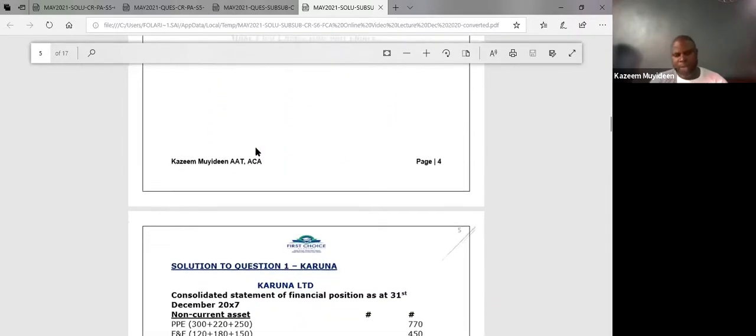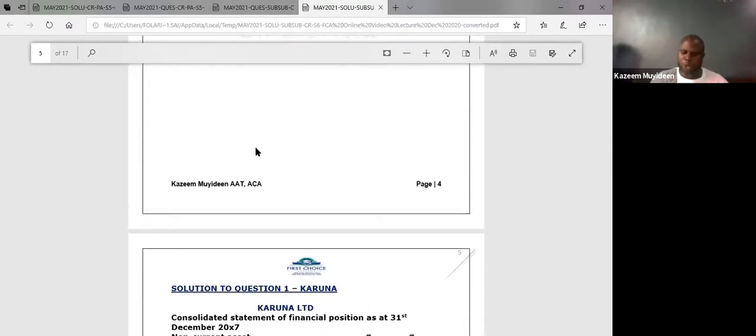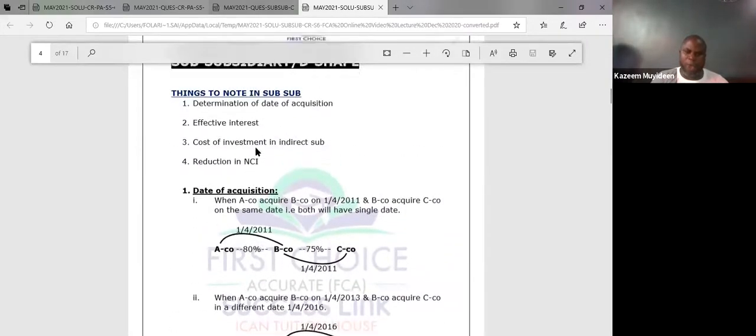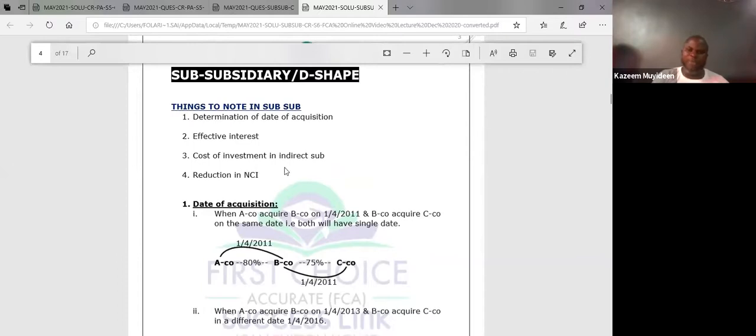So the remaining one, I will use a question to illustrate these two. Which one am I talking about? Let's go to the question, not to waste time. Cost of investment in an indirect subsidiary is the percentage of the parent on the indirect subsidiary value paid by the direct subsidiary. All those things are English. Let us go to practical application.